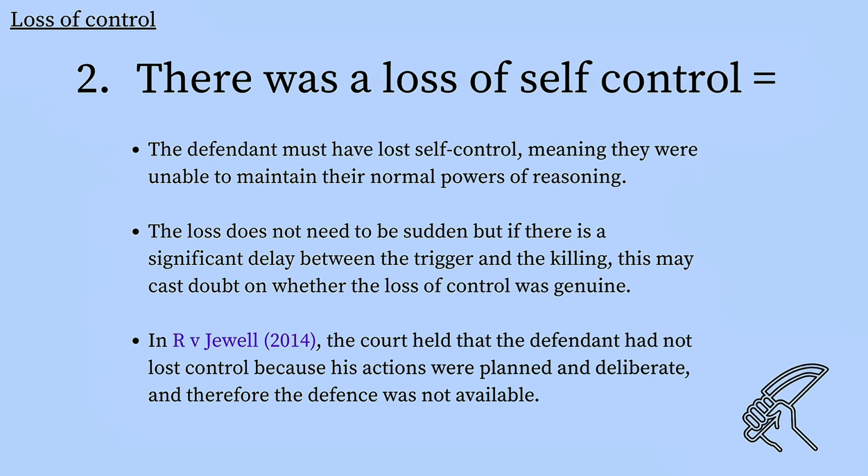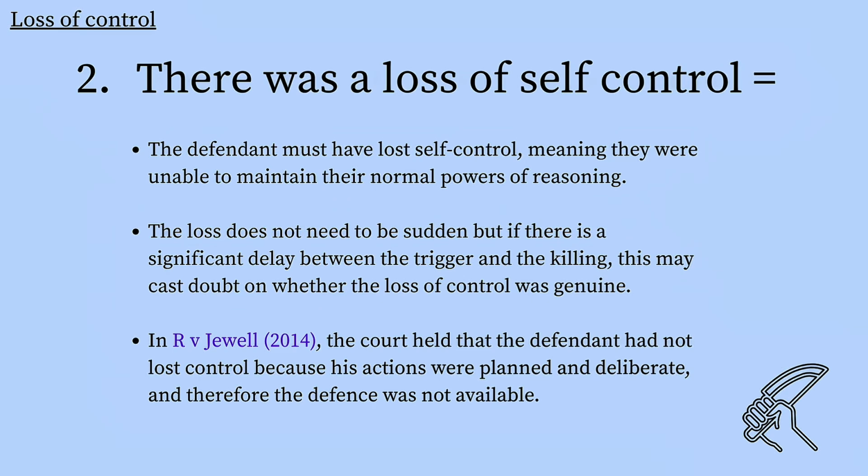The next one would be there was a loss of self-control. The defendant must have lost self-control, meaning that they were unable to maintain their normal powers of reasoning. What this means is that the defendant couldn't control themselves anymore, and anything that they did wasn't voluntary anymore. The loss doesn't have to be sudden, but if there is a delay between the trigger and the killing, this may cast doubt for the jury and the courts on whether it was a loss of control or not.